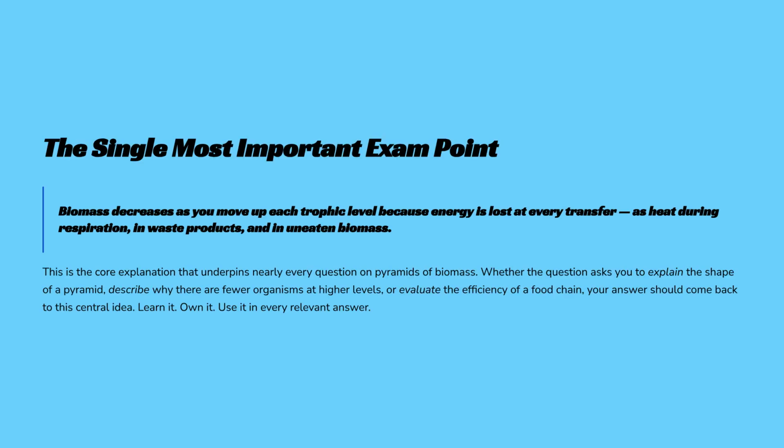Finally, we reach Chapter 6. This section will cover exam preparation, including key facts and techniques to secure those top marks. Let's focus on the single most important point for your exam. Biomass always decreases as you move up each trophic level. This happens because energy is lost at every transfer, as heat, in waste, and in uneaten parts.